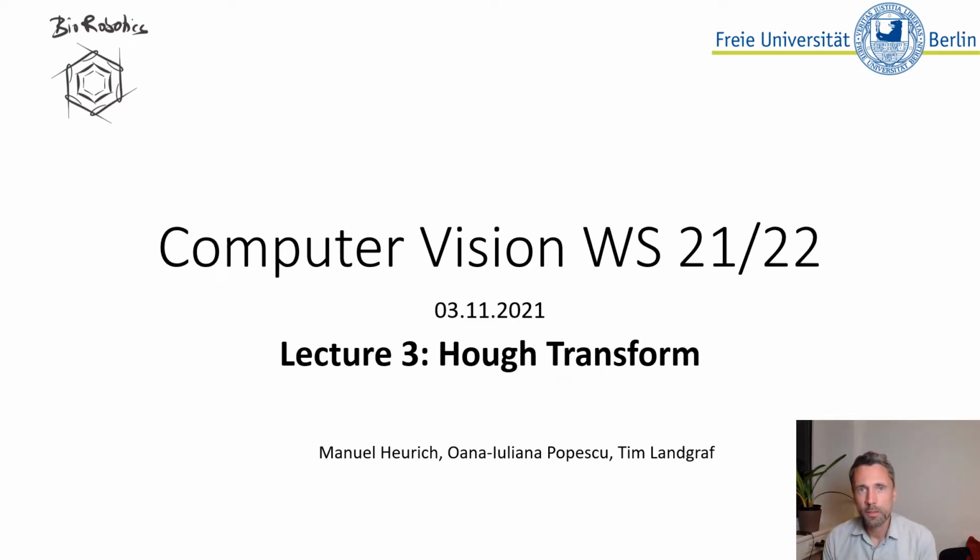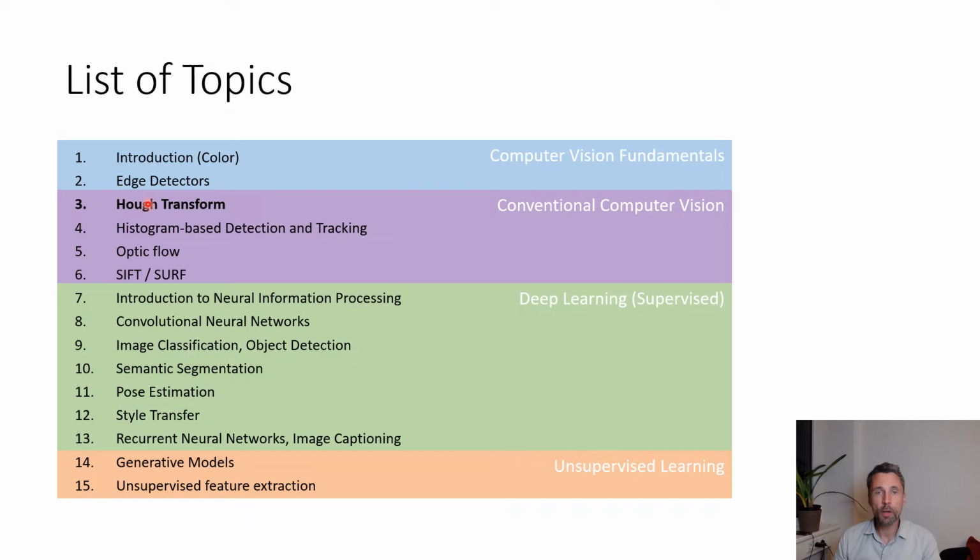Welcome everyone. This is the third lecture of our computer vision course. Today I'm going to show you the Hough transform. So my original plan was to show you today histogram-based algorithms, but I've decided to switch with the Hough transform because there is a nicer fit with the edge detection algorithms that we looked at last week.